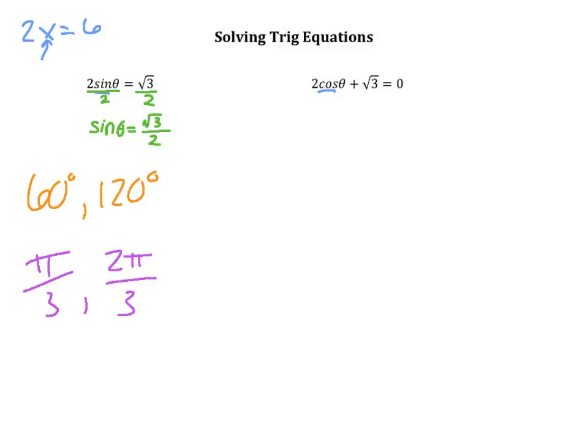To determine which one to write, degrees or radians, just look at the directions and it will tell you what form they want the answers in. Let's take a look at the second one.